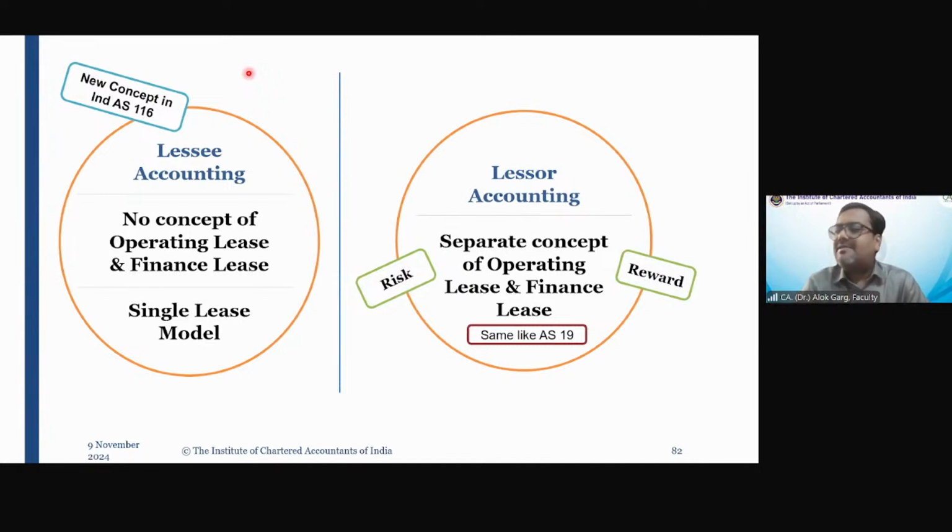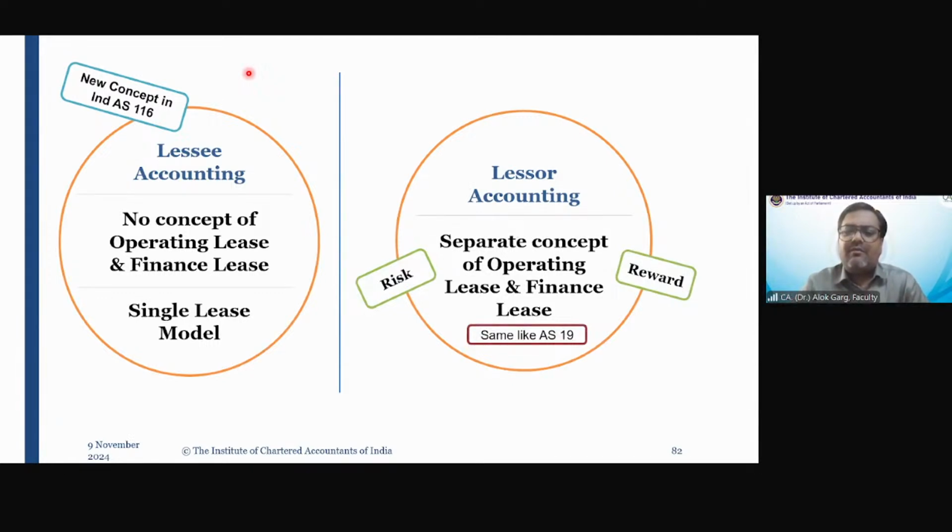Should I de-recognize my asset? Should I de-recognize that asset because Rahul is recognizing it? No, sir. Why not? Because the risk of the asset is with you. Risk and reward.